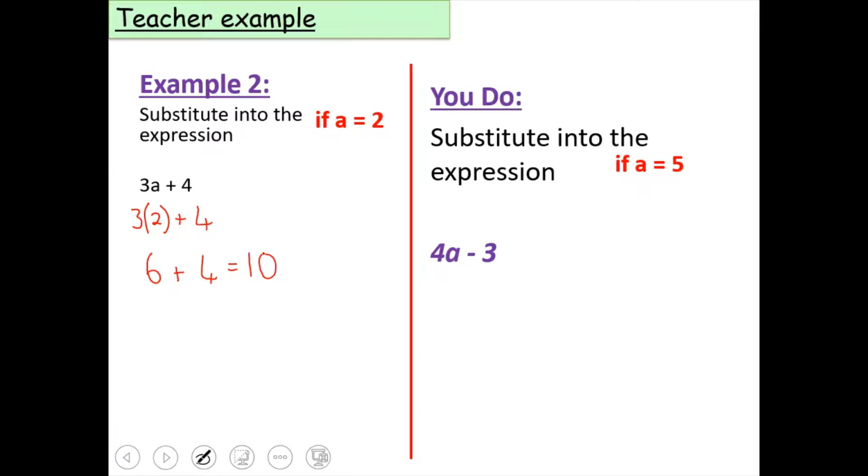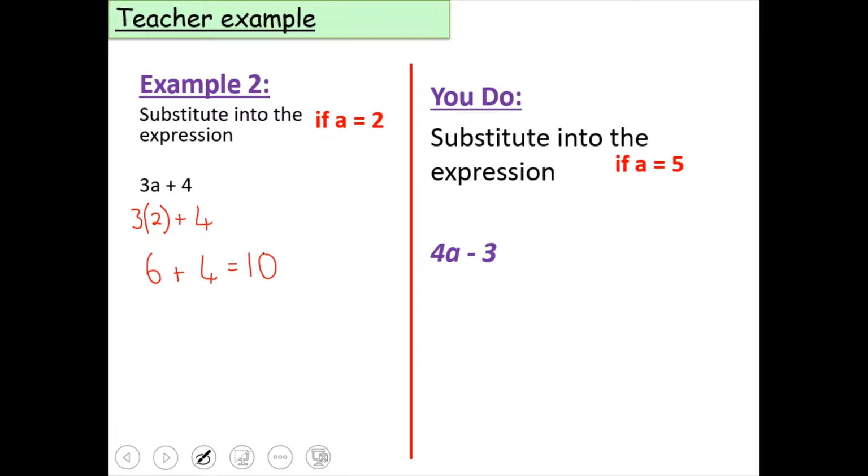Now, for this question, what I want you to do is exactly the same as the previous example. Pause the video and attempt it, and then I will go over the question with you. So can you pause the video now, please?